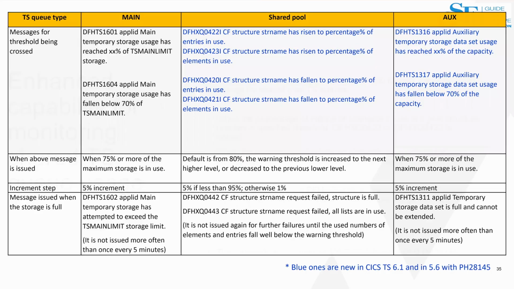And on this slide, I'm not going to go through it, we're just summarizing the capability that you have for the various types of temporary storage. The bits in blue are the new bits. The bits in black on TS main, for example, are the existing capability. So we now report for main, shared, and queues how full you are, so you can take action.